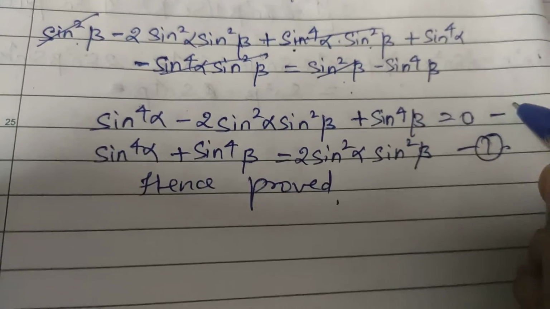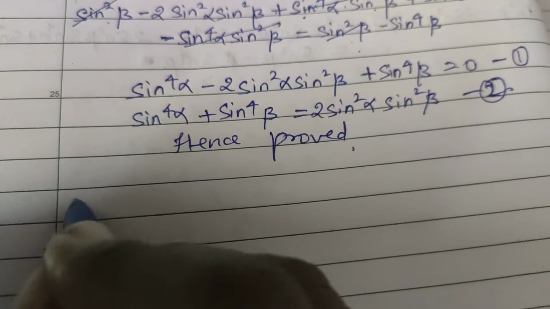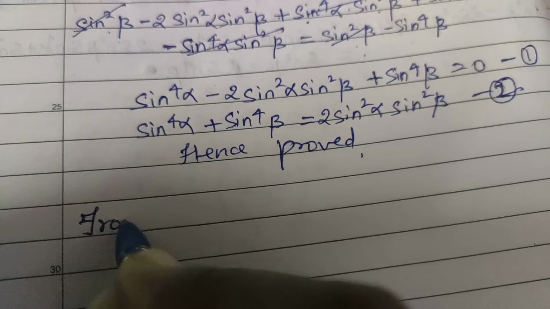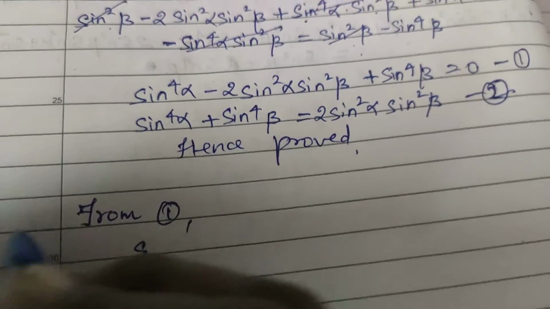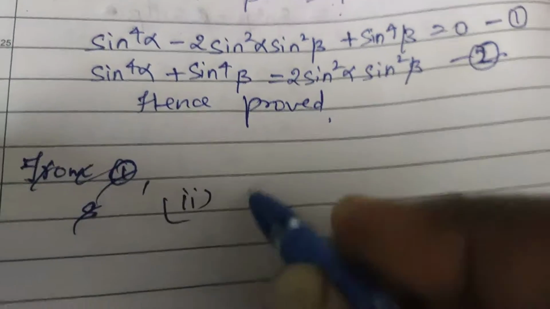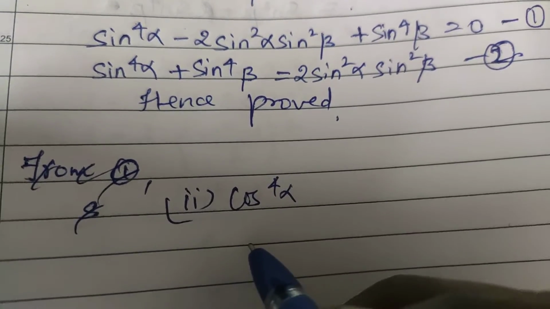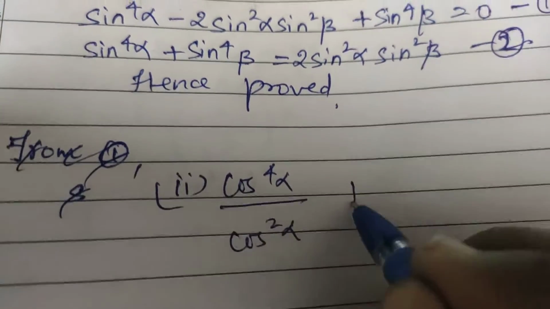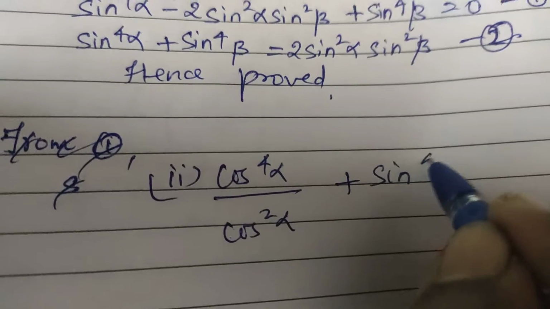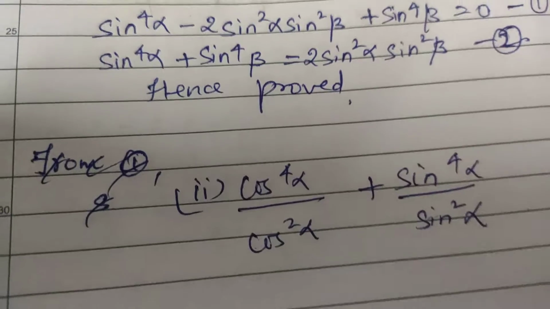This we will take as 1, this we will take as 2. So hence proved. From 1 again we are moving on to subdivision 2. First we will write the question. Subdivision 2 is cos to the power 4 alpha divided by cos squared alpha plus sine to the power 4 alpha divided by sine squared alpha.